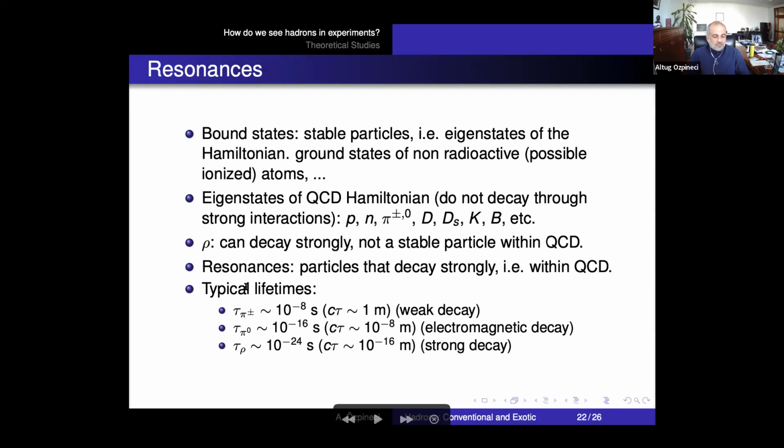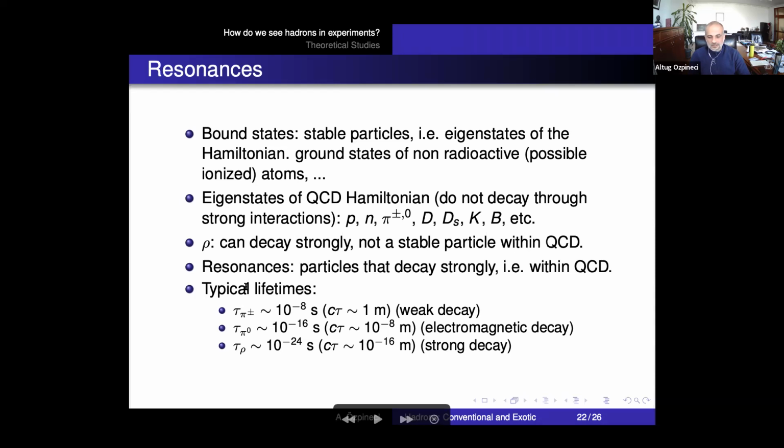Okay, another interlude before I talk about theoretical models. I would like to talk about what we mean by resonances, because whenever we are talking about these exotic states, most of the time you will hear people call them resonances.